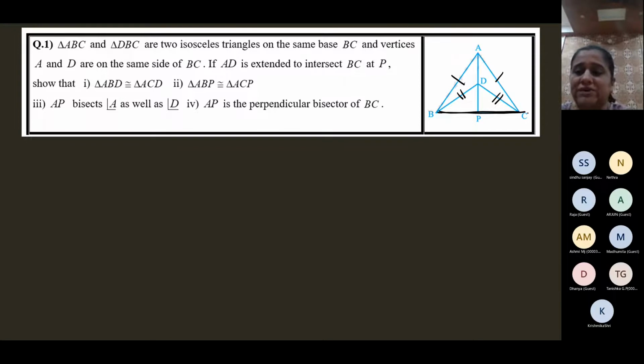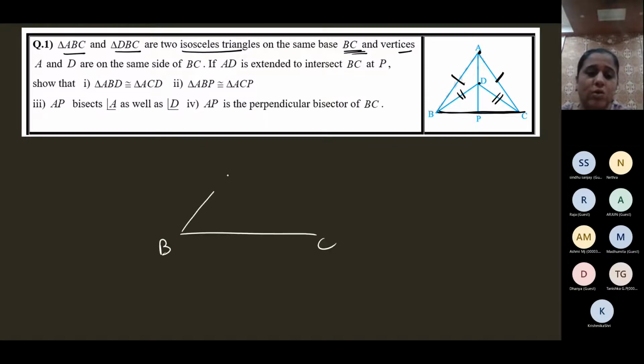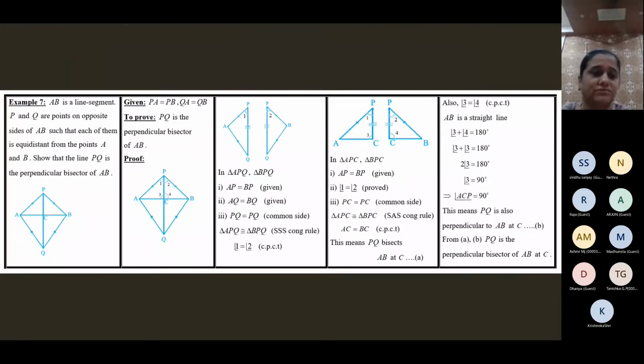That is in triangle ABC, AB is equal to AC, and in triangle DBC, DB is equal to DC, because it's given that ABC and DBC are both isosceles triangles on the same base BC. And the vertices are A and D, and both the vertices are on the same side of BC. Why is that given? Because we can have the common base BC, one isosceles triangle like this, and the other isosceles triangle like this. We saw it in the examples, right?